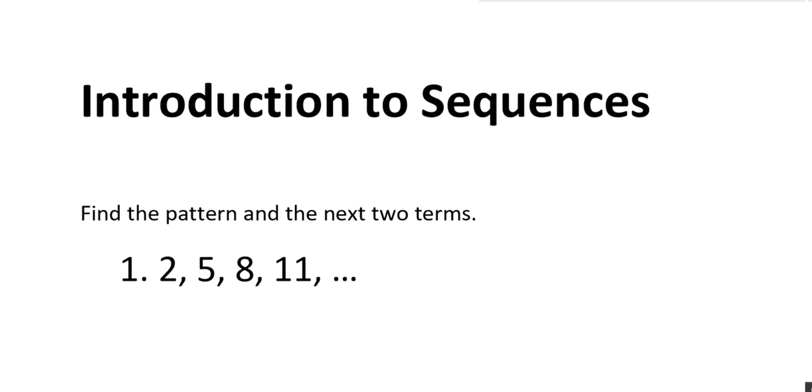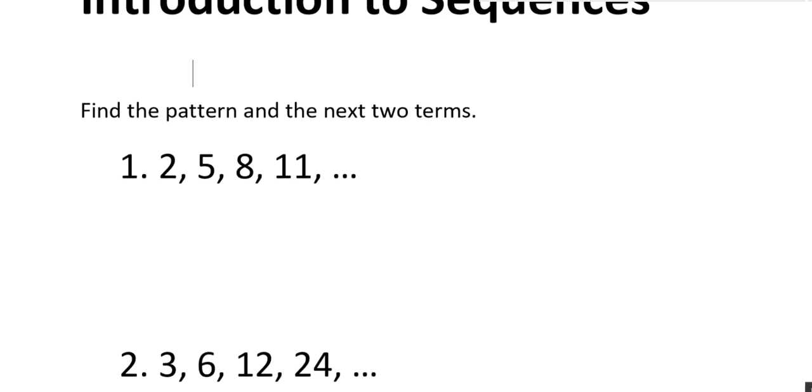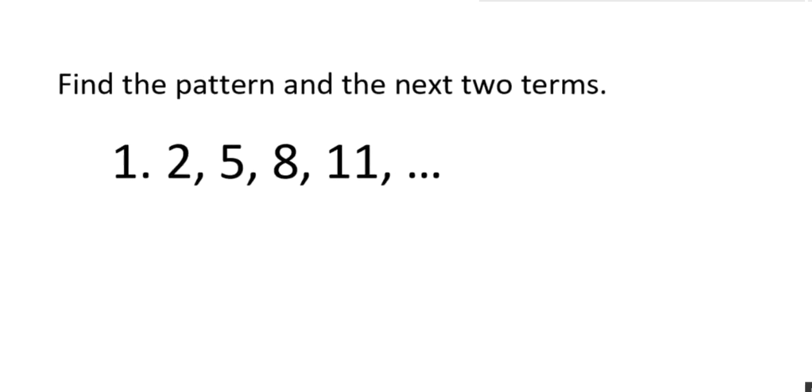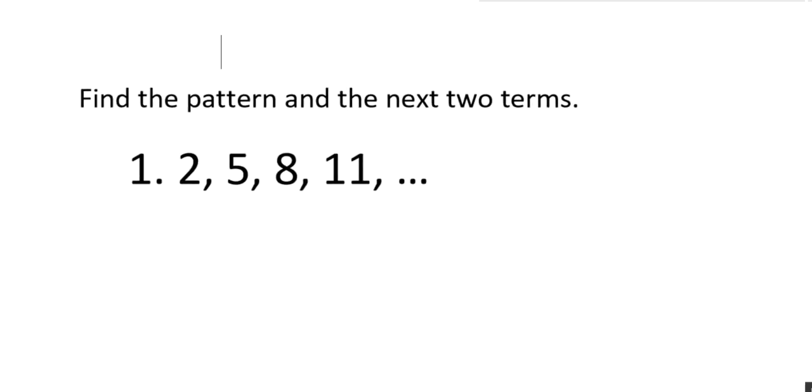So chapter 9 deals a lot with sequences and series, and most of these are just patterns of numbers. We're going to first take a look at recognizing some different patterns in a set of numbers. In this first example, it says find the pattern in the next two terms, and it looks like we have a sequence here. And so when you're looking at these, we want to recognize a pattern between the individual terms.